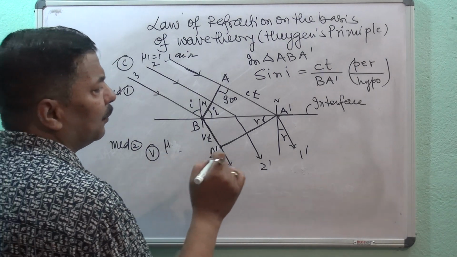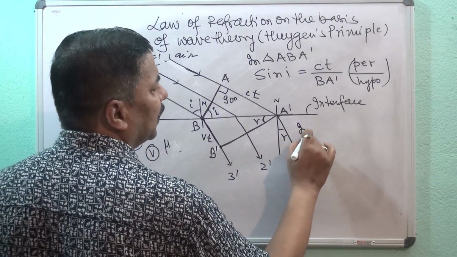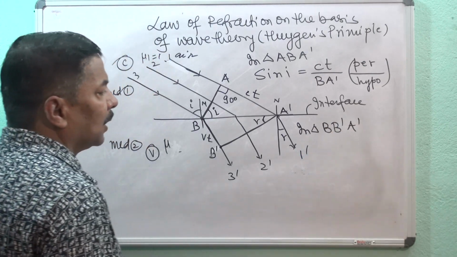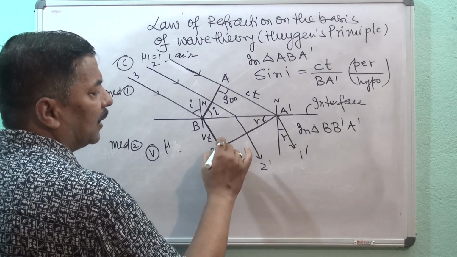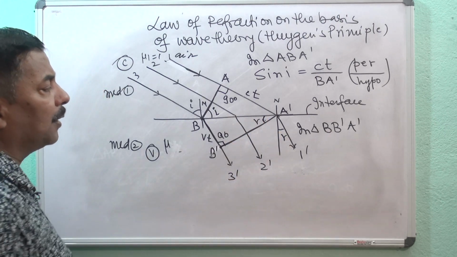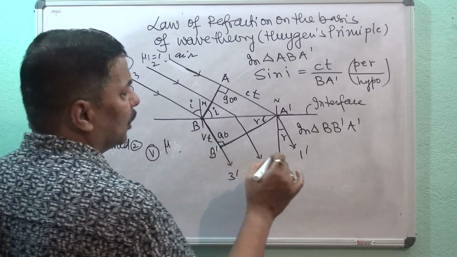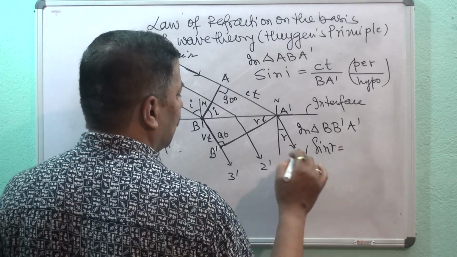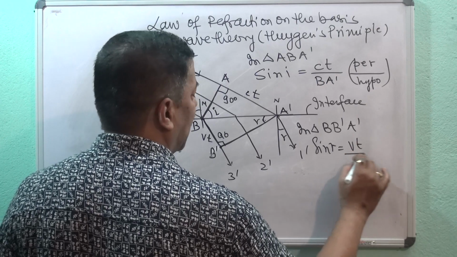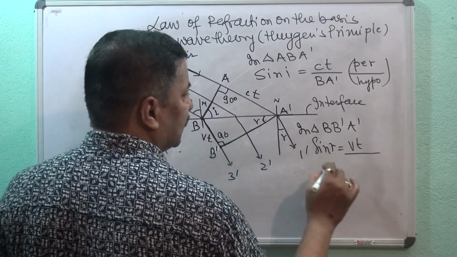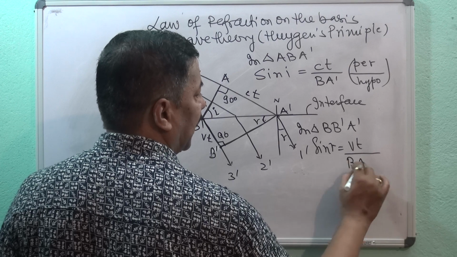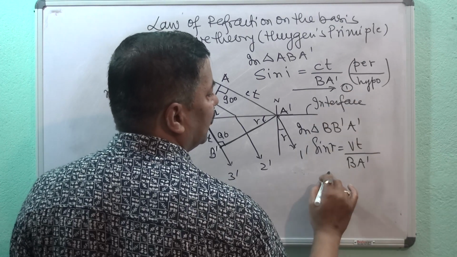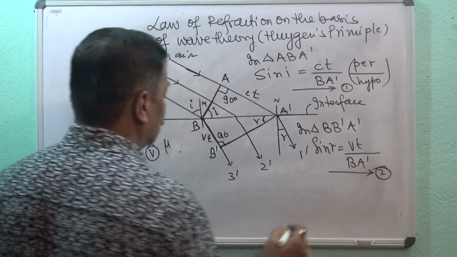Now in triangle B dash A dash B, this angle is R and this angle is 90 degree. So for R, this is your perpendicular. So sine R must be equal to perpendicular VT by hypotenuse BA dash. Take it as equation number 1 and take it as equation number 2.